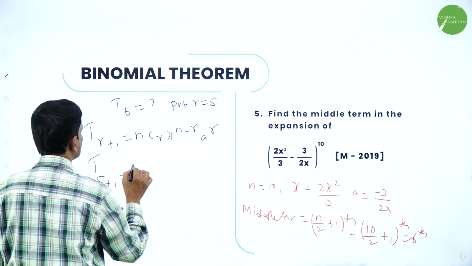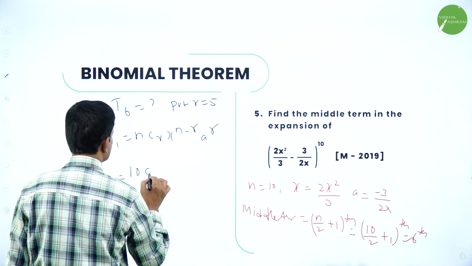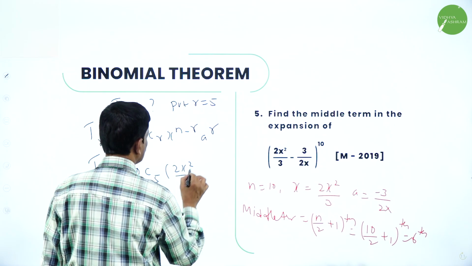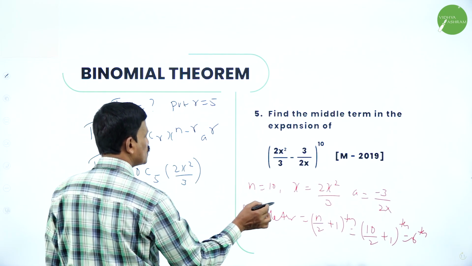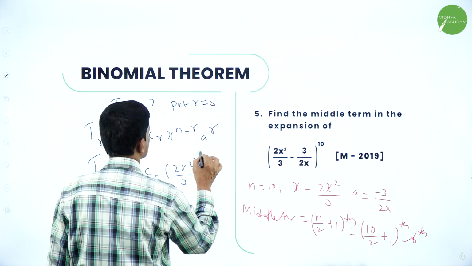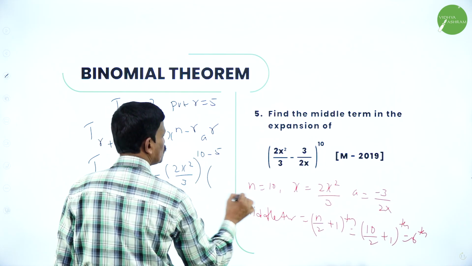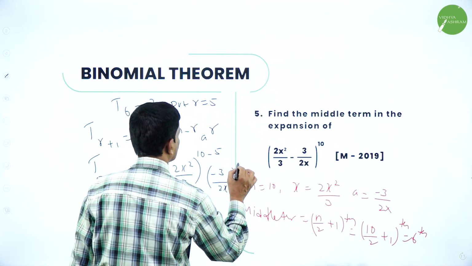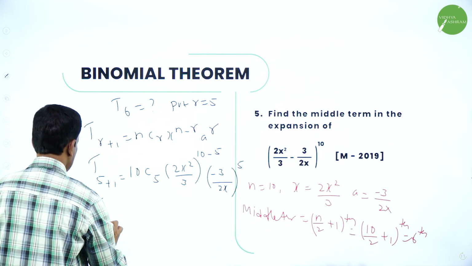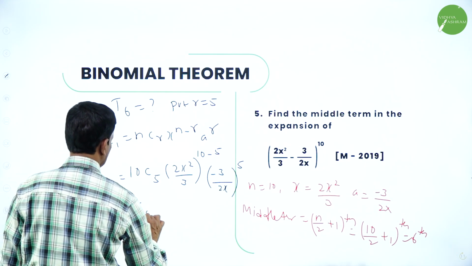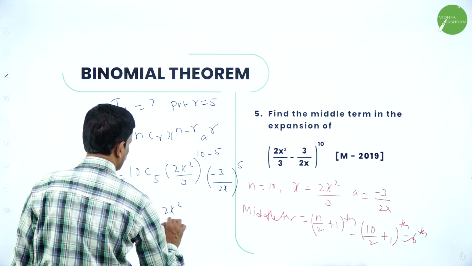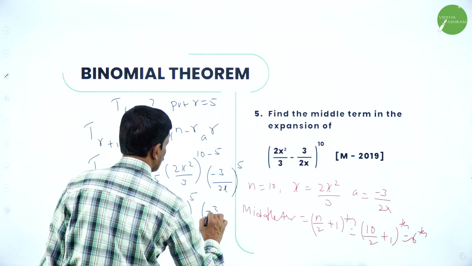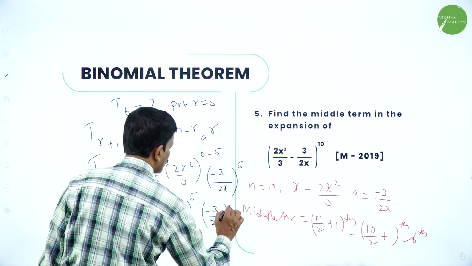So T(5 plus 1) is, what is n? n is 10C5. x is (2x square by 3) whole raised to n minus r, that is 10 minus r is 5, into a. What is a? (Minus 3 divided by 2x) to the power of r is equal to 5. So T6 is equal to 10C5 (2x square by 3) whole to the power of 10 minus 5 is 5, (minus 3 by 2x) to the power of 5.